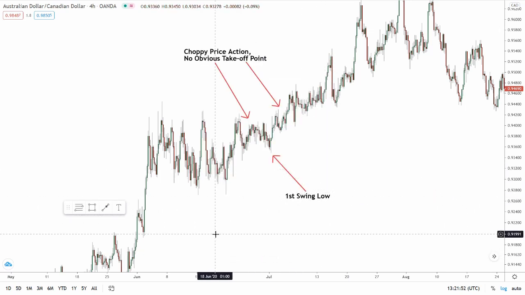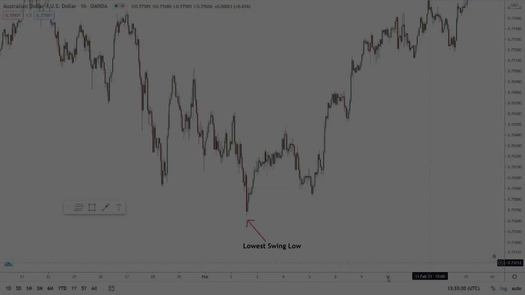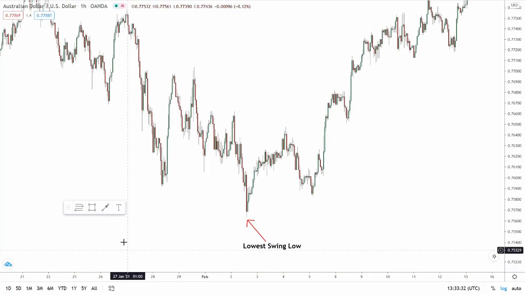So on our swing, the takeoff point is here, because that's when price jumped higher and big bull candles started forming. Finally, it's time to draw the zone. We now have the 2 points we need to draw the zone correctly, the most recent lowest swing low and the takeoff point, the point price suddenly broke higher.